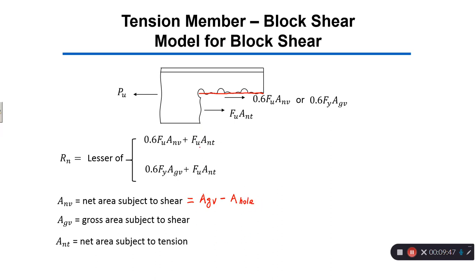And the second item, ANT, net area subject to tension. So again, in order to calculate ANT, you must be able to obtain AGT, which is the gross area subject to tension. You have to determine the AGT first, and AGT minus the hole area along the tension plane. All right.